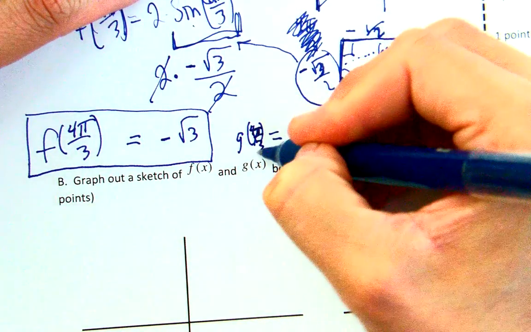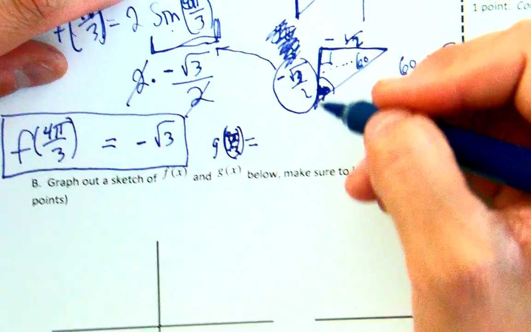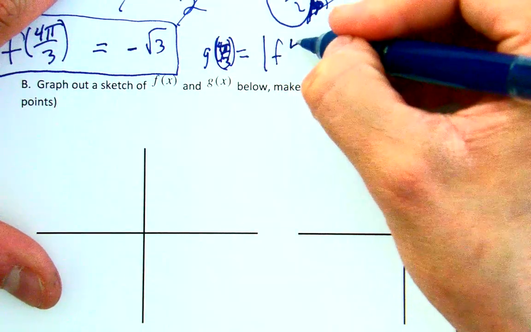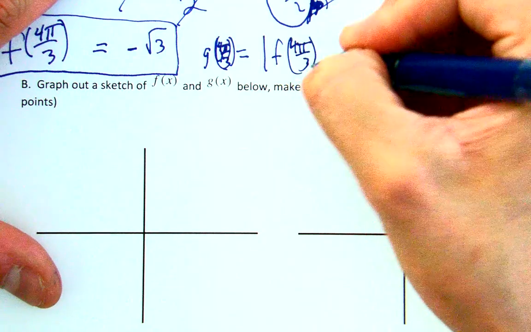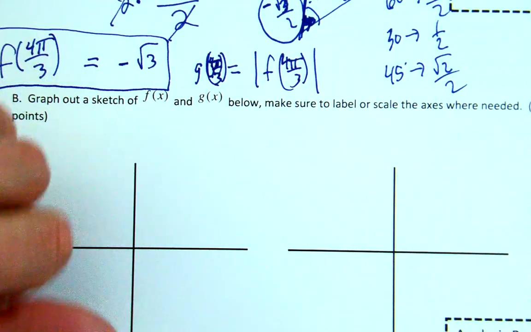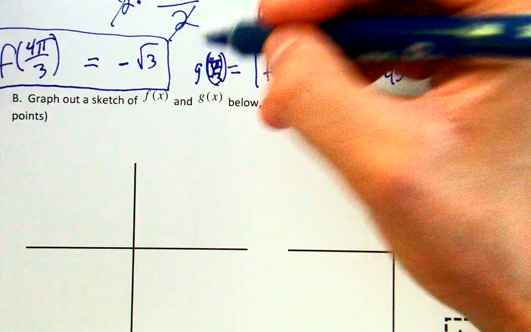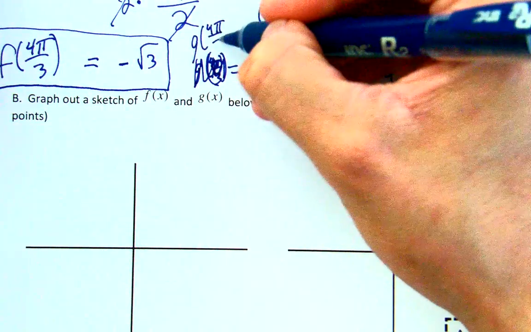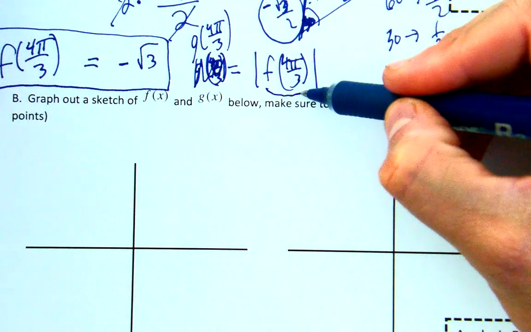4 pi over 3, right? And then what do I get? I'm going to plug it in, and it's going to be the absolute value of f of 4 pi over 3. Do we agree? And the cool thing is, this is messy, sorry. This is g of 4 pi over 3, sorry. The cool thing is, don't we know this already?